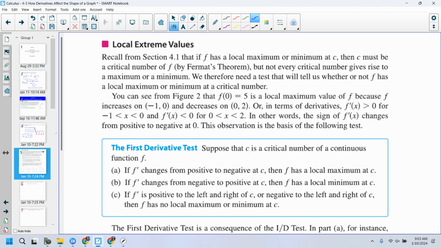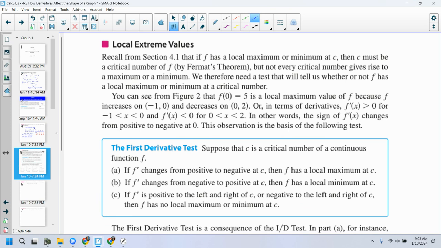If the derivative changes from positive to negative, if f prime goes from positive to negative, that means my original function goes from increasing to decreasing, so there has to be a local maximum at that critical point, that C. If it goes from negative to positive, from decreasing to increasing, there must be a local minimum.